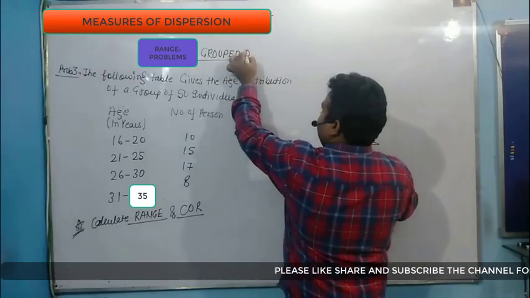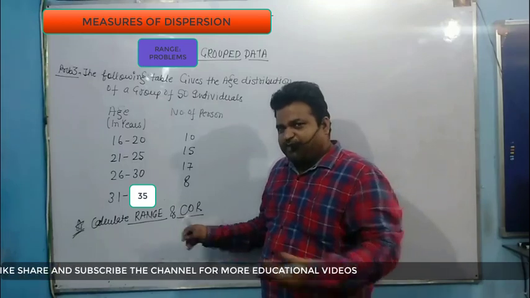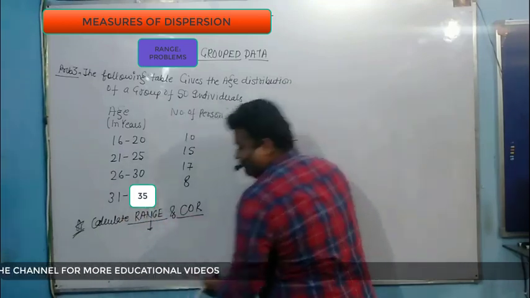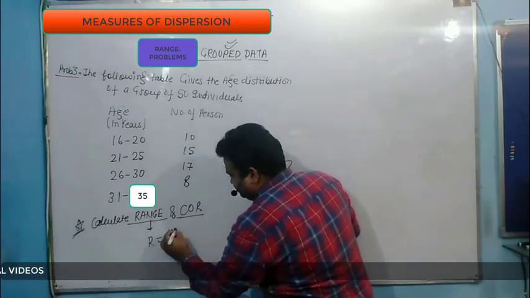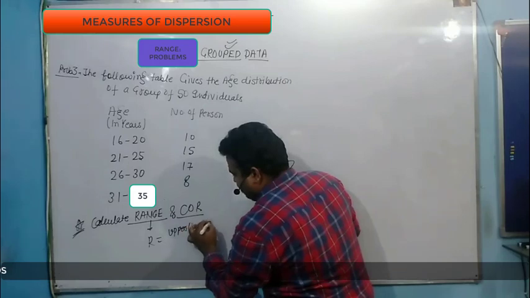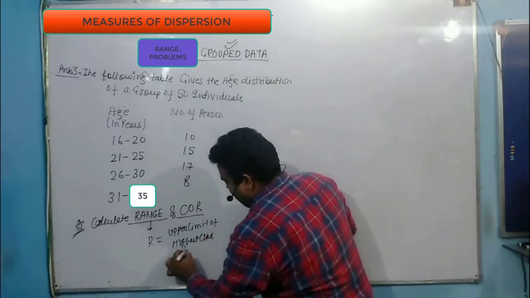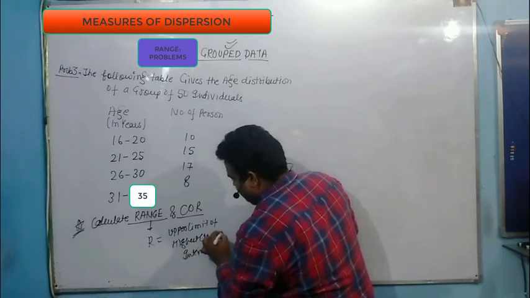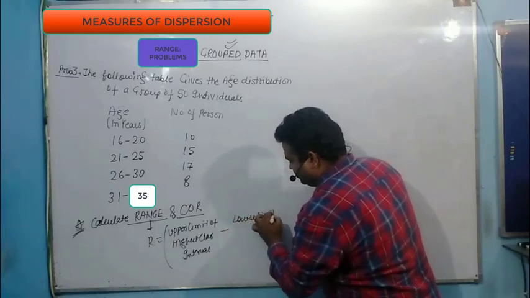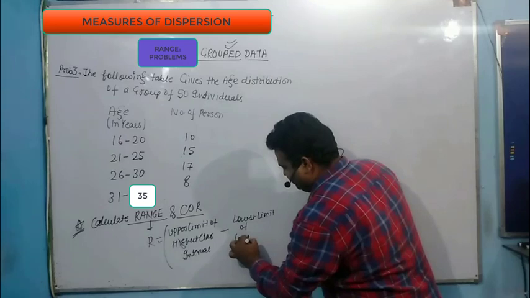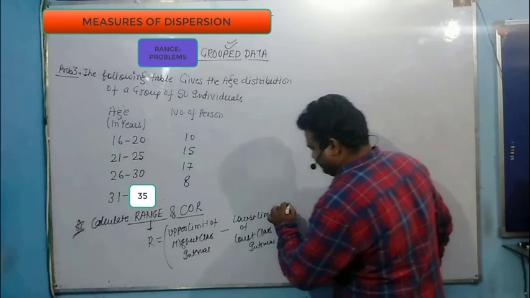So in grouped data, how do you calculate range or coefficient of range? What will be my range formula? My range formula for grouped data is the upper limit of the highest class interval minus the lower limit of the lowest class interval. Okay, this is the range.